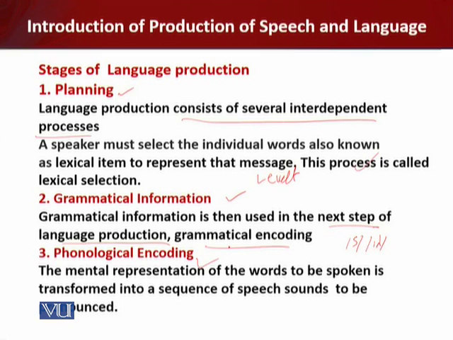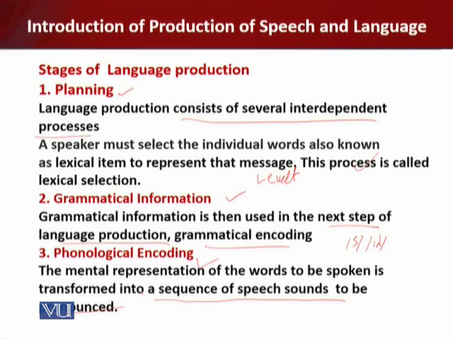Third is phonological encoding. Phonological encoding is the stage of language production in which the mental representation of a word to be spoken is transformed into a sequence of speech sounds to be pronounced. Now, this refers to the processes that are responsible for determining the phonological word forms and prosodic content of sentences.